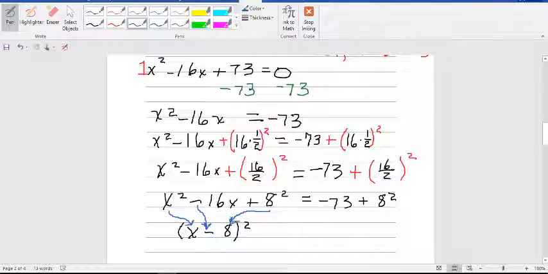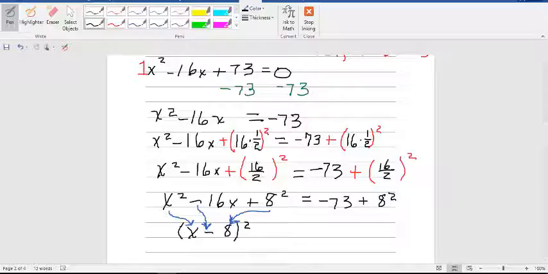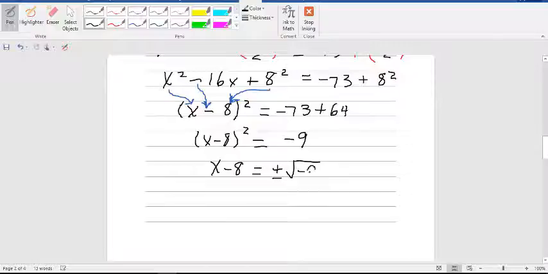When I leave the first and third term written as something squared, that helps me to see what goes into the binomial that I'm squaring. And whatever sign is in front of my x term is the sign of that binomial. On the right, I'm going to look at the 8 squared as plus 64. So negative 73 plus 64 is negative 9. So the square of x minus 8 equals negative 9.